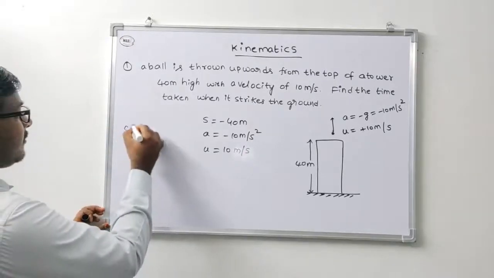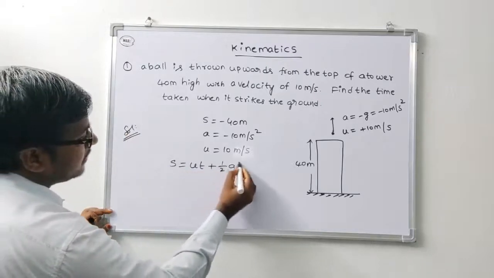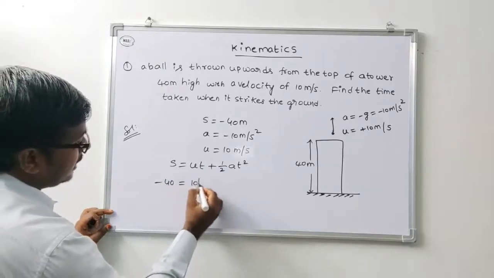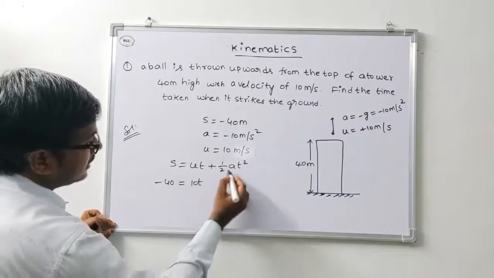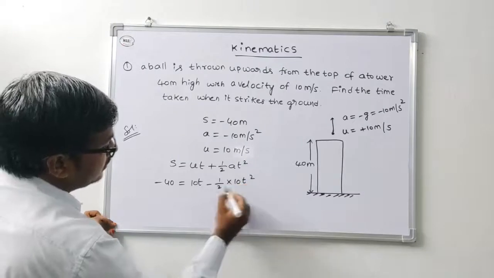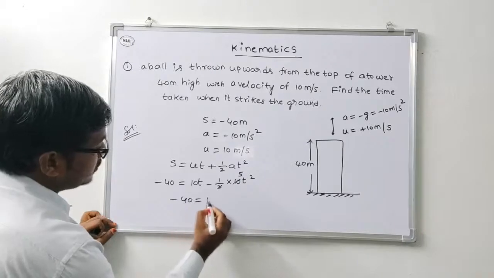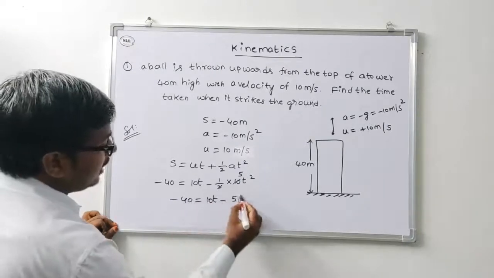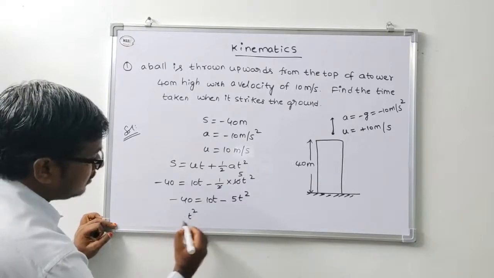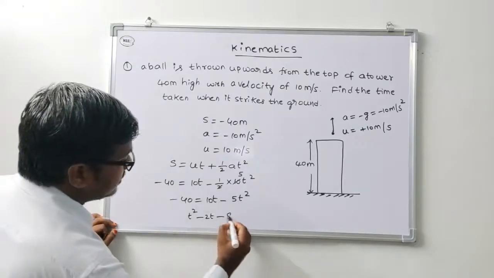According to the kinematics second equation, s is equal to ut plus half at square. Minus 40 is equal to 10t plus half into minus 10t square, that is 5t square. So minus 40 is equal to 10t minus 5t square, written as t square minus 2t minus 8 is equal to 0.